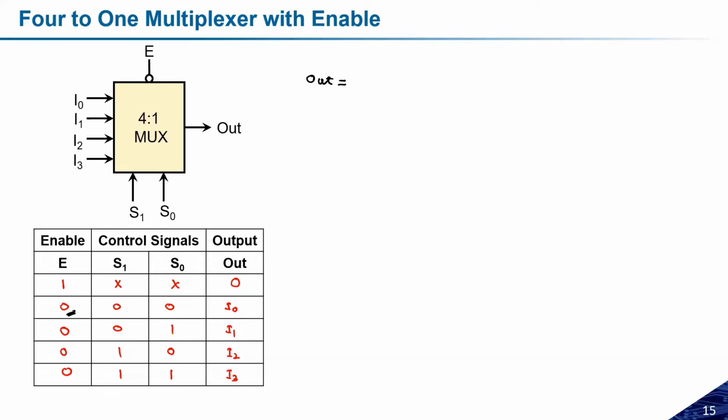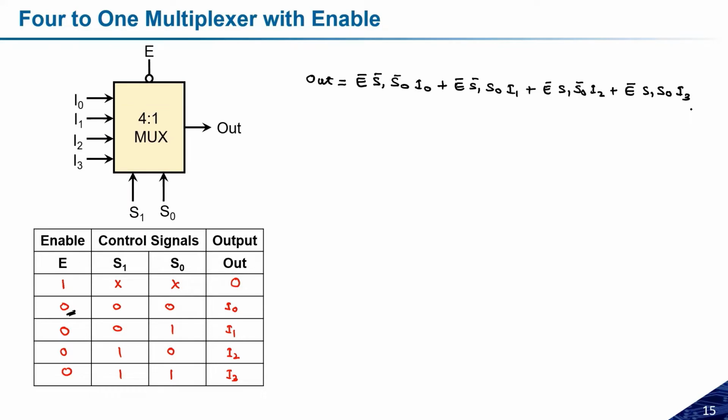Because enable is equal to 0, I can write it like E bar, S1 bar, S0 bar into I0. So this is the first component. Second component could be E bar, S1 bar, S0, I1. Third component could be E bar, S1, S0 bar, I2. And the fourth component is E bar, S1, S0, I3. So this is the expression for output for 4-to-1 multiplexer.